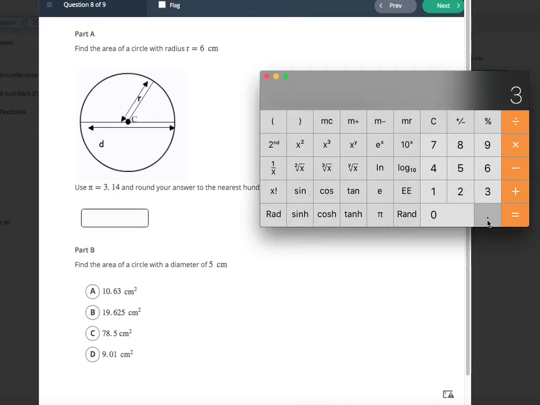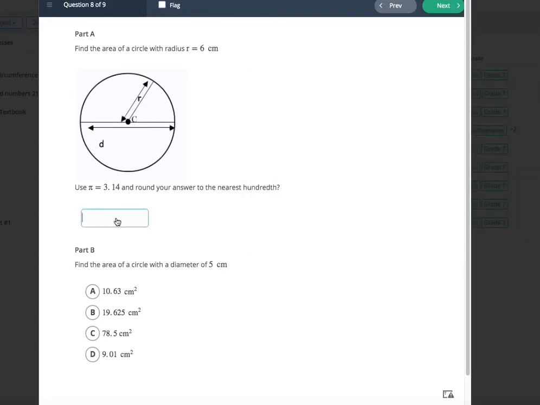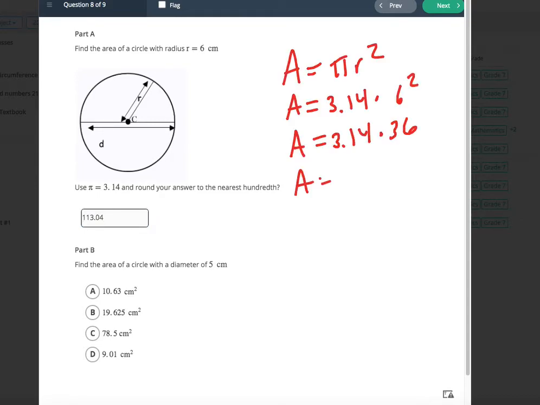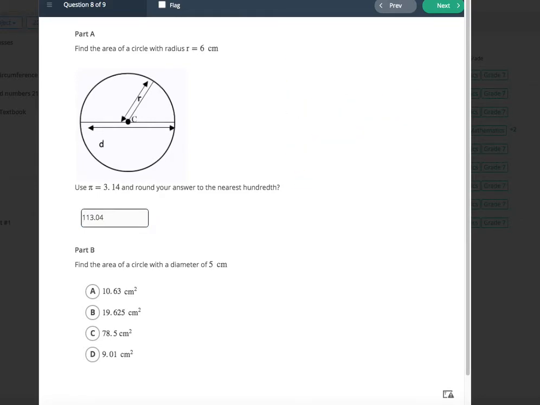So 3.14 times 36 equals 113.04. Now, find the area of the circle with a diameter of 5 centimeters. So area equals pi r squared. Again, let's just say that the diameter is 5.